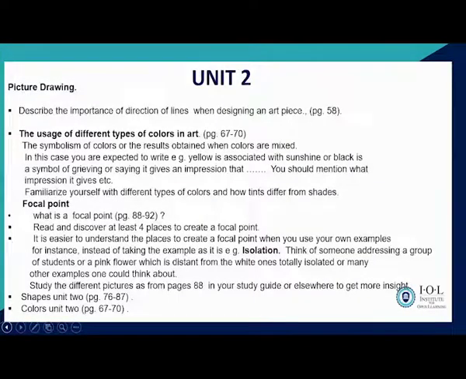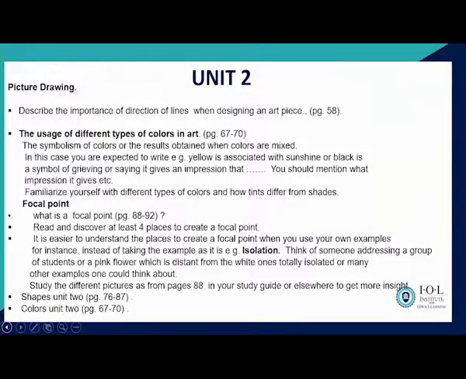Unit 2. In Unit 2, we do more picture drawing. Describe the importance of directions of lines when designing an art piece. That will be found on page 51.